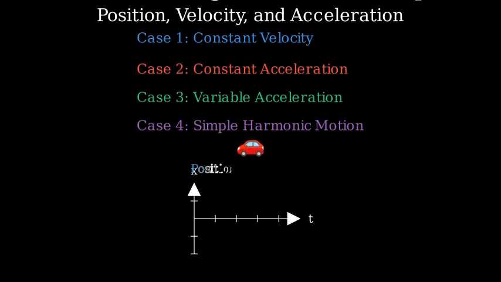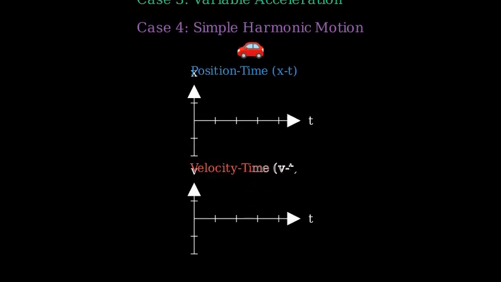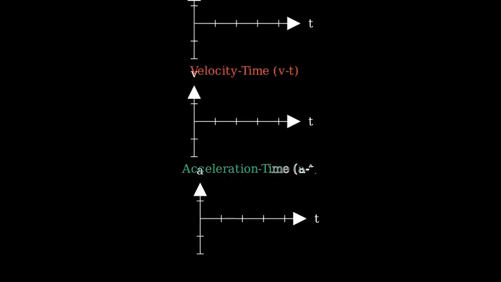In a position-time graph, also called an XT graph, the vertical axis represents the position or displacement of an object, while the horizontal axis represents time. In a velocity-time graph, or VT graph, the vertical axis represents the velocity of the object, while the horizontal axis is time. Finally, in an acceleration-time graph, or AT graph, the vertical axis shows the acceleration of the object, with time again on the horizontal axis.